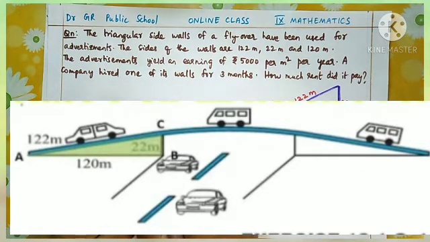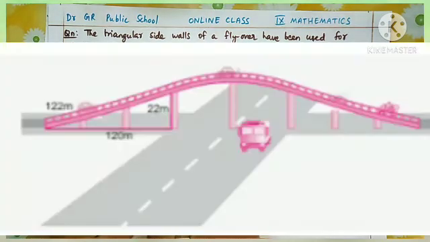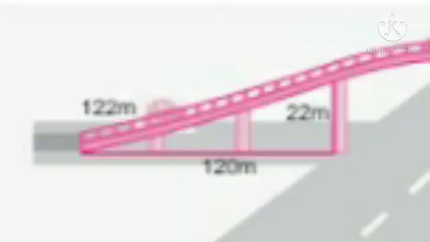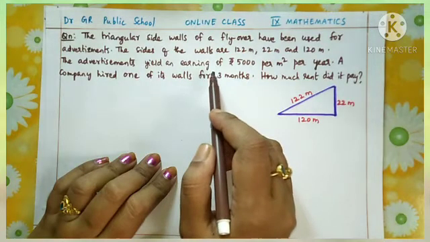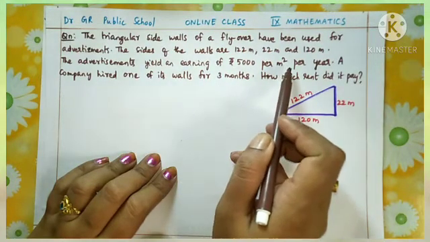And here in this question it is told that there are two triangular shapes found in this flyover on either sides, and here in this problem the sides of the walls of this triangular side walls are 122 meters, 22 meters and 120 meters. Okay, so you can understand from the picture what is the structure of this flyover. And what is told, the advertisements yield an earning of rupees 5,000 per meter square per year.